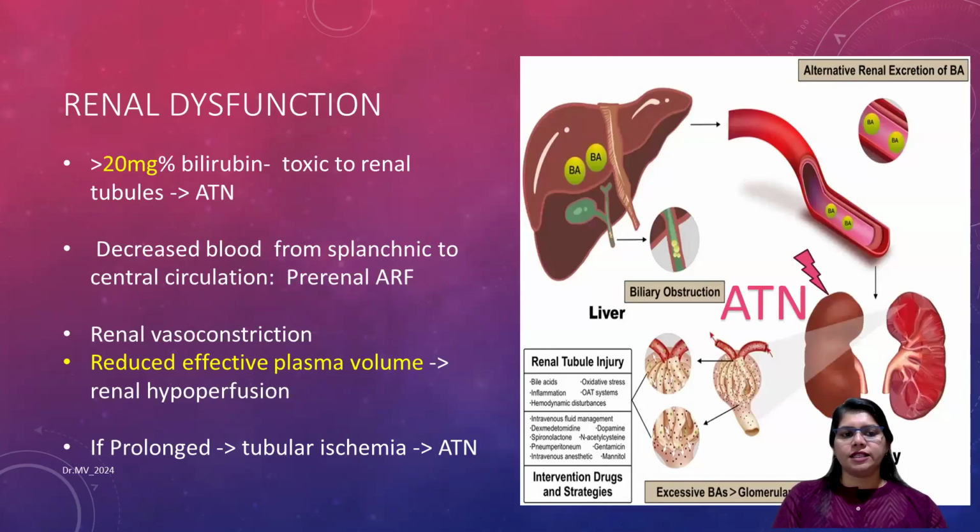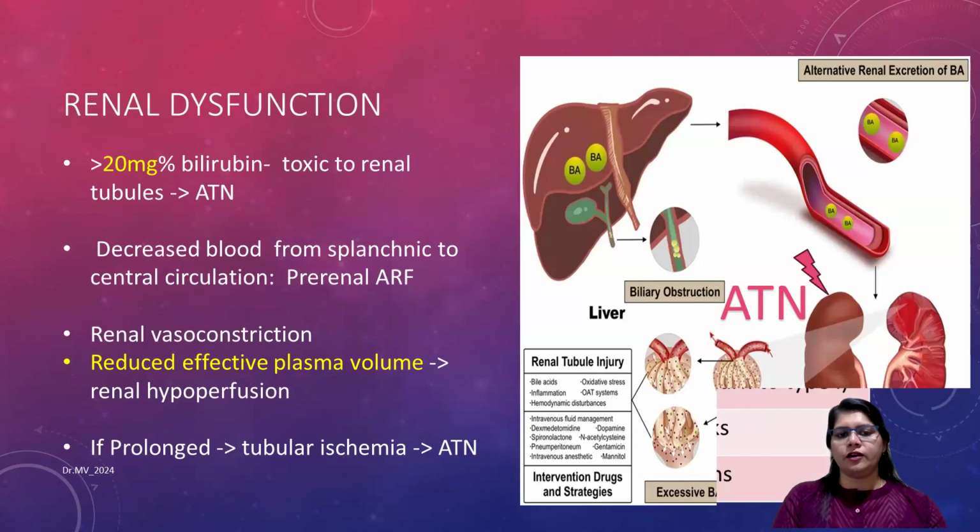Now coming to the renal dysfunction, if bilirubin is more than 20 milligram percent, it is directly toxic to the renal tubules and ends up in acute tubular necrosis. Any renal vasoconstriction due to the reduced effective plasma volume leads to renal hypoperfusion and decreased blood flow from the splanchnic circulation to the central circulation. All this leads to pre-renal acute renal failure. If there is prolonged cholestasis, that will lead to tubular ischemia and the patient will end up in acute renal failure.